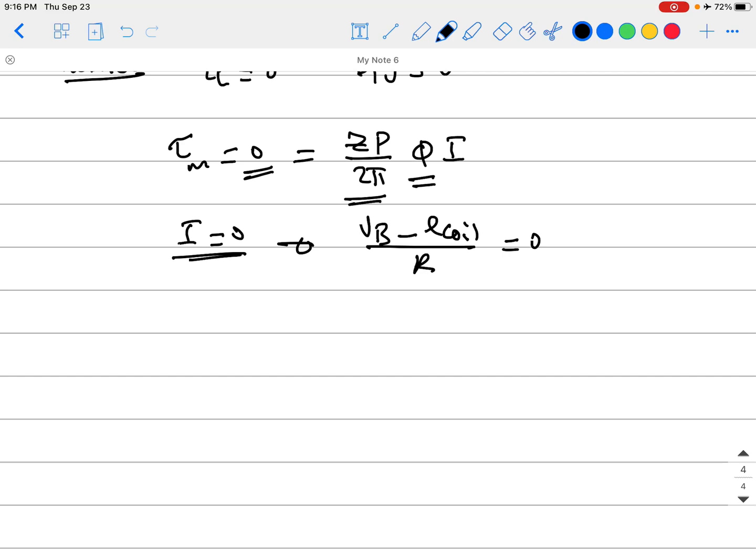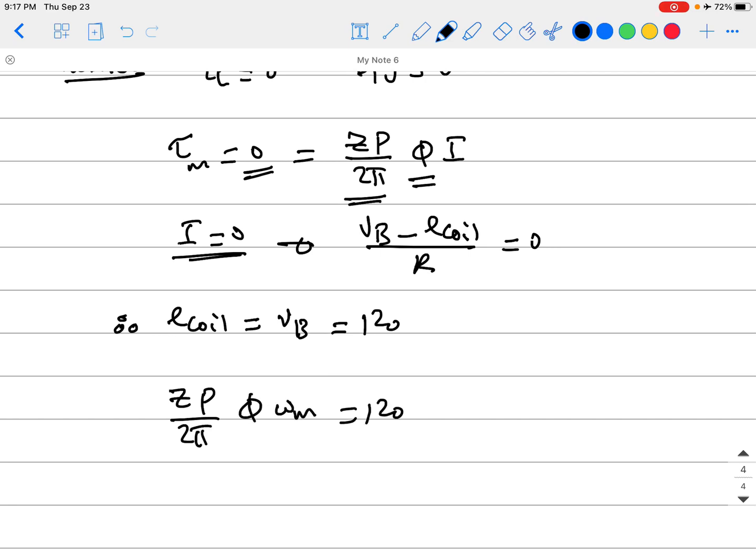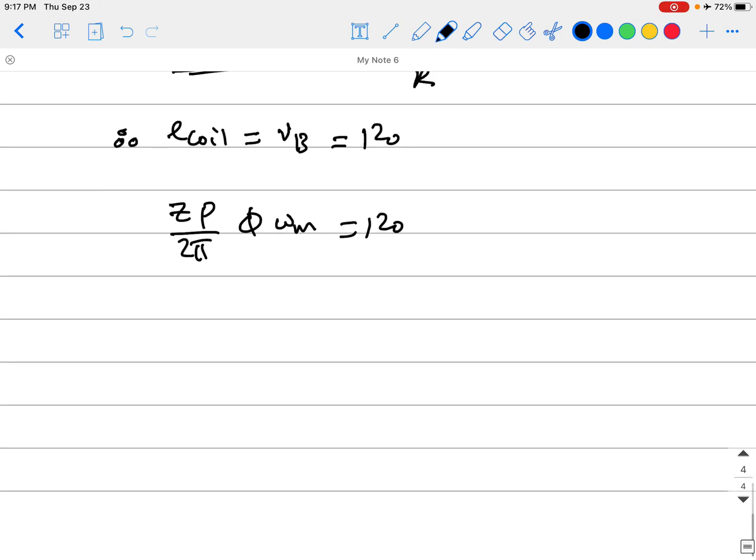That is the whole point now. From this equation, (Vb - E_coil)/R equals 0, so E_coil equals Vb, and Vb equals 120. And E_coil equals (Zp / 2π) φ ω_m. This equals 120. This is the equation for E_coil.